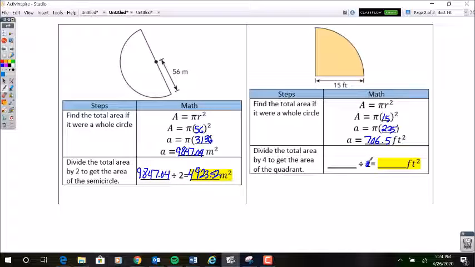Now, I did make one mistake here. I think in the notes it's fixed, but here I accidentally left a 2 there. This should be a 4 because it's a quadrant. We're going to divide it by 4. So I'm going to take 706 and 5/10 and divide that by 4, which is going to give you the area of just that quadrant.